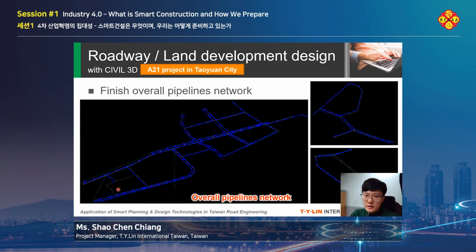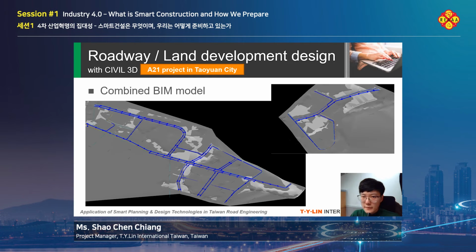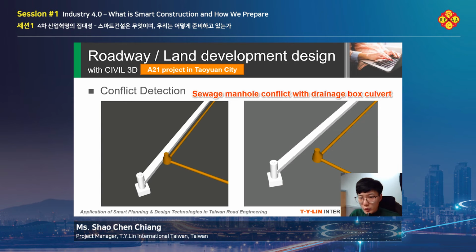So here is our finished overall pipeline network. We combine the common ducts and the drainage and sewage system all together. And then we combine our roadway corridor and also the pipeline corridor into one BIM model. Furthermore, we can also do conflict detection. Here's an example. The sewage manhole conflicts with the drainage box cover. So we can thus adjust the sewage system here.